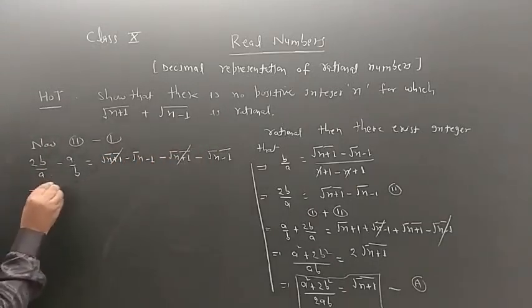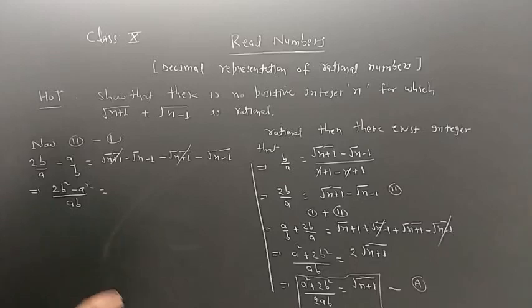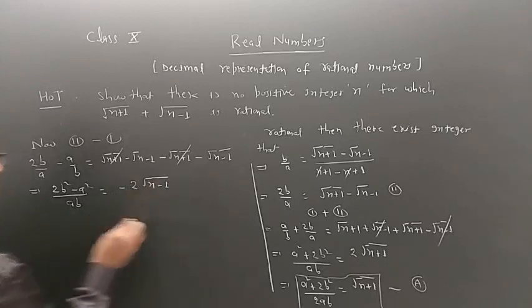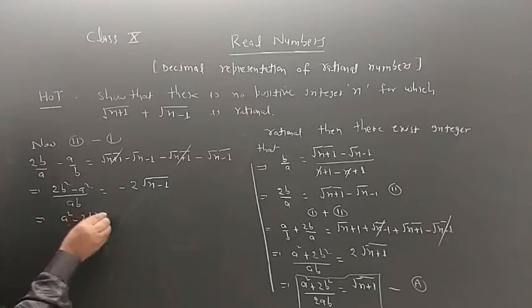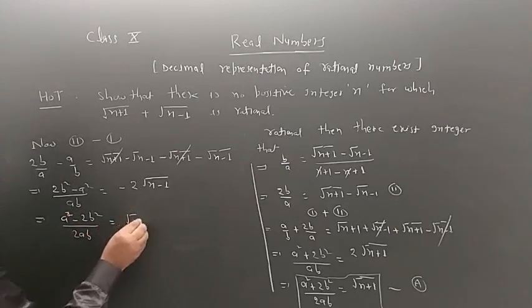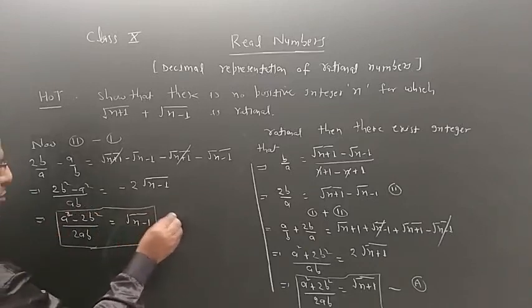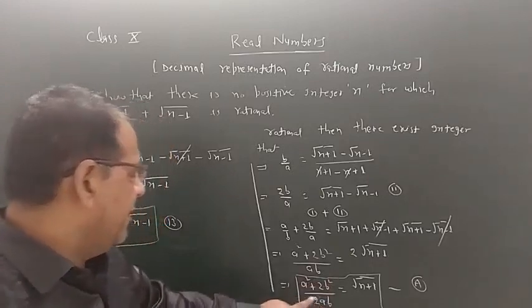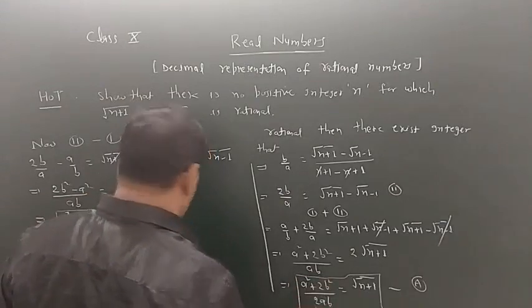After LCM, 2b square minus a square upon ab equal to minus 2 square root of n minus 1. This implies that a square minus 2b square upon 2ab equal to under root of n minus 1. This equation we assume as equation number B. So equation A is a square plus 2b square upon 2ab equal to root n plus 1. Here this particular value of left hand side is a rational number.